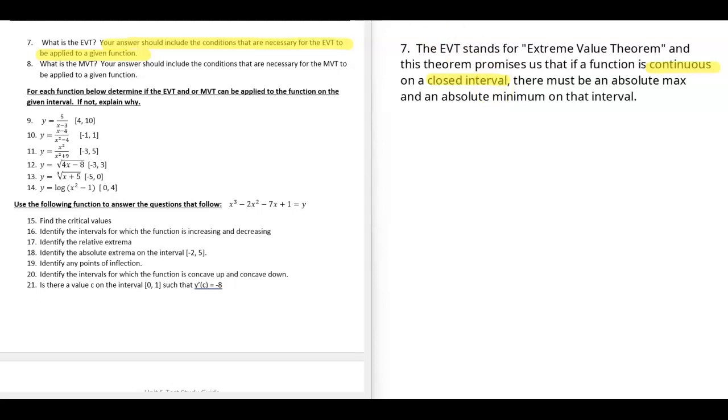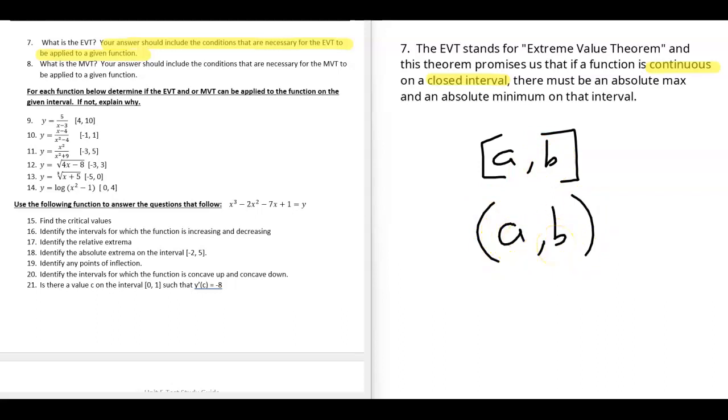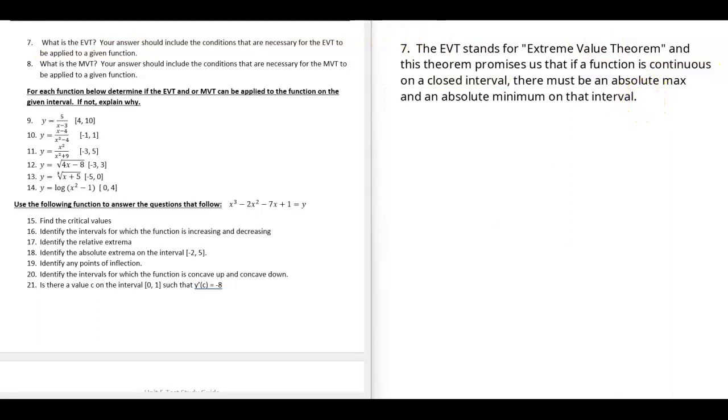In other words, the interval should be written with brackets. So if you're using open brackets, well, that means the endpoints aren't included. And now we can't be sure if there's an extreme value theorem, because if the highest point was at one of these endpoints, well, we saw on number 1 that if you have an open dot at an endpoint and that's your highest point, now you don't have a max anymore. So there you guys have it. So just to restate it, the extreme value theorem is a theorem that promises us that if a function is continuous on a closed interval, there has to be at least one absolute max and one absolute minimum on that interval somewhere. Okay, let's go ahead and take a look at number 8.